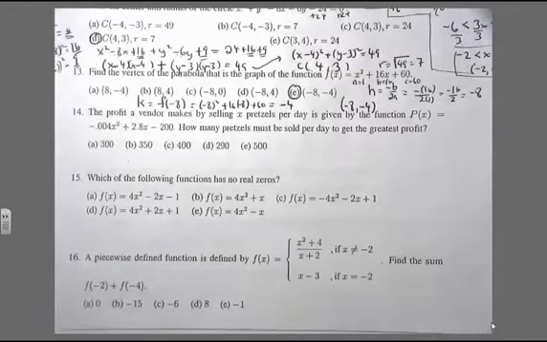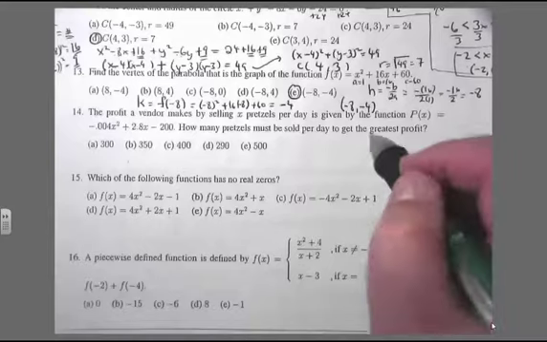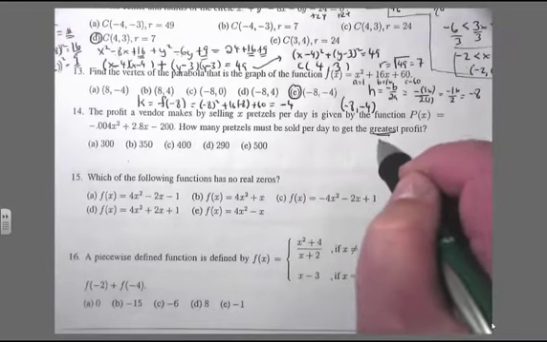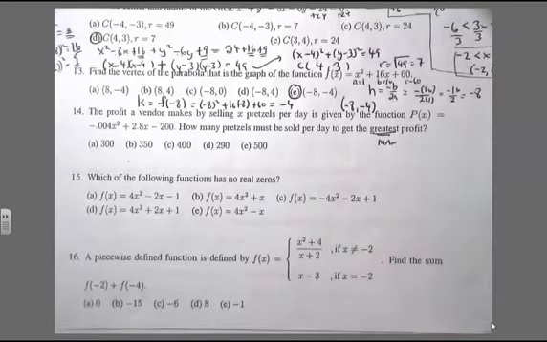The profit a vendor makes by selling x pretzels per year is given by the function P of x is equal to negative 0.004x squared plus 2.8x minus 200. How many pretzels must be sold per day to get the greatest profit? Another word for greatest is the word maximum. And anytime you see the words max and min on this exam, you should be thinking vertex.